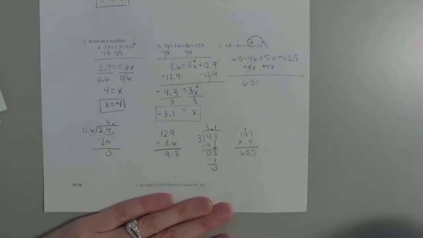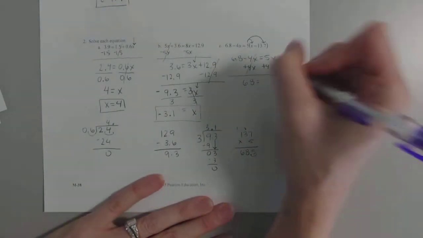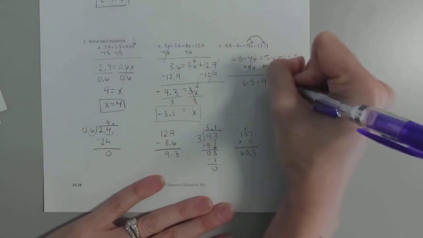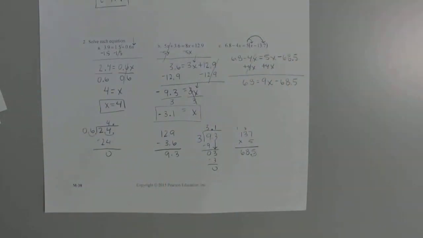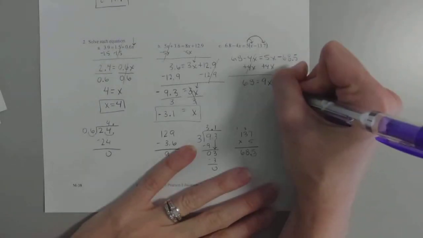On the left, the 4x's cancel out, but you still have the 6.8. On the right, we gathered them together. What's 5 plus 4? 9 minus 68.5. All right. Then we still want to get that x by himself, but there's two things in his way, the 9 and the negative 68.5. Who do we have to move first? You got it. It's the thing furthest away, the 68.5.